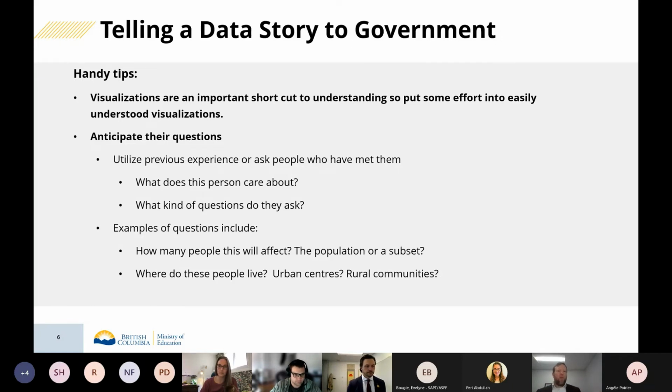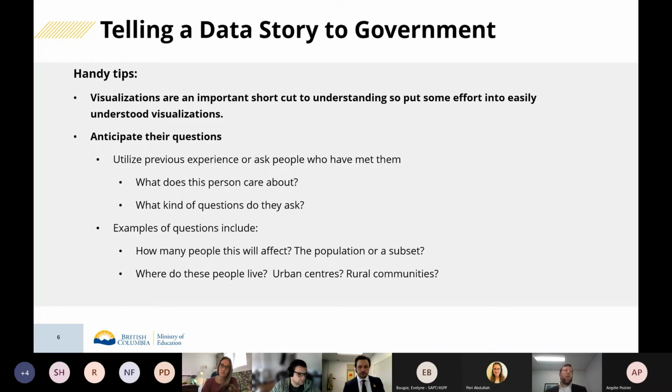The main things that I wanted to bring out in some of these questions after Keith are some of the handy tips in talking to government about research and analysis. As mentioned by Evelyn, visualizations are super important as a shortcut to understanding. It's important to really put some effort into easily understood visualizations. Some of the visualizations that come from my team to me and even to Keith are not so easy to understand. They're technical. They're still trying to express a lot of ideas and a lot of information in one space. But by the time we take it farther, we need to have something that people can understand quickly and that they can ask questions about.